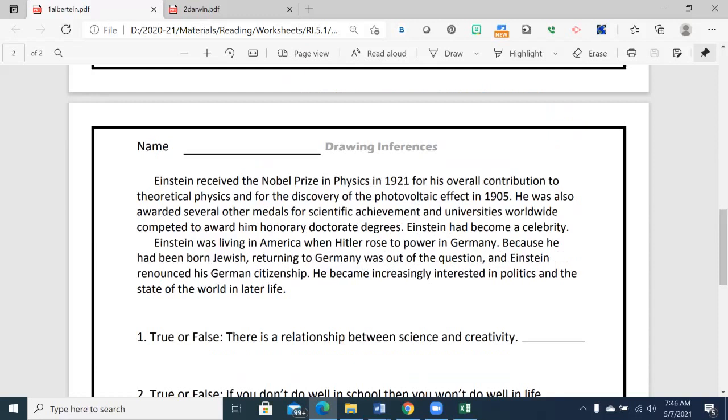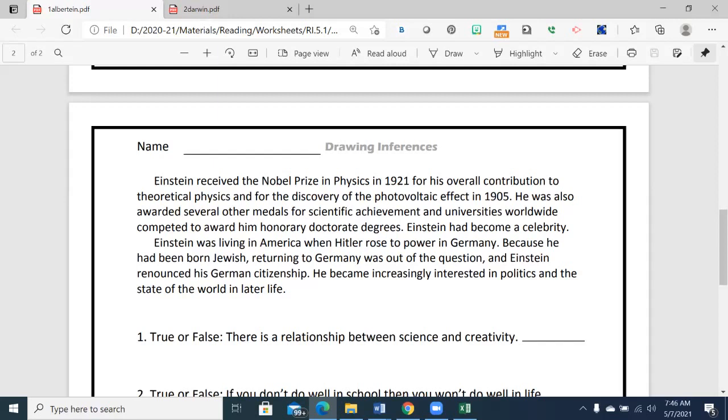Einstein received the Nobel Prize in Physics in 1921 for his overall contribution to theoretical physics and for the discovery of the photovoltaic effect in 1905. He was also awarded several other medals for scientific achievement, and universities worldwide competed to award him honorary doctorate degrees. Einstein had become a celebrity.